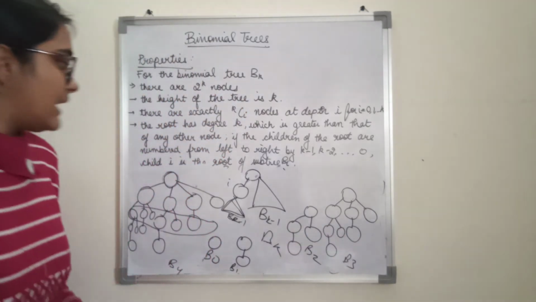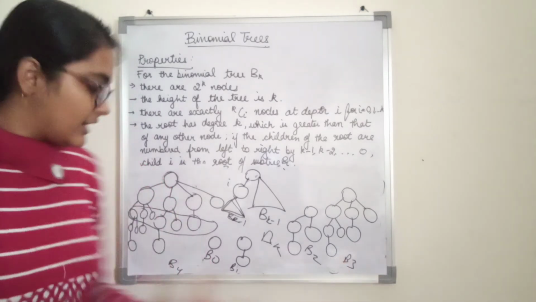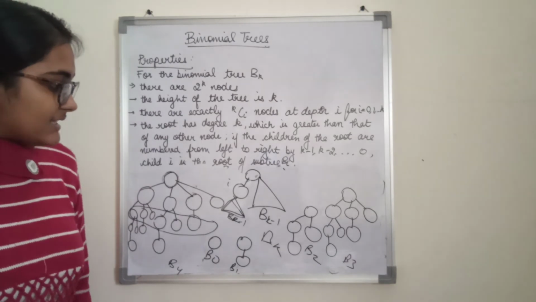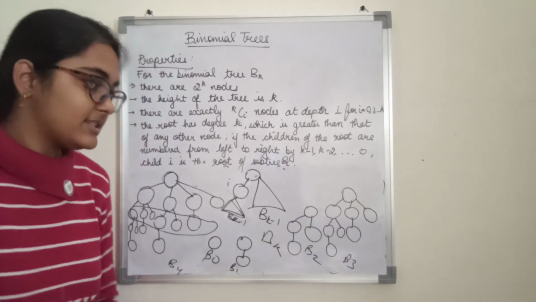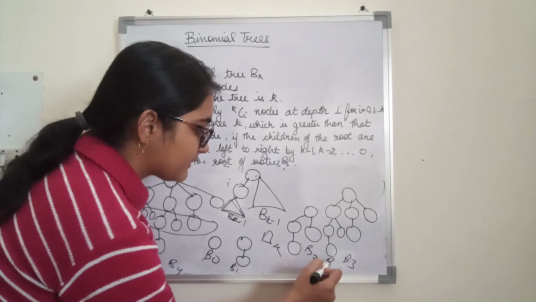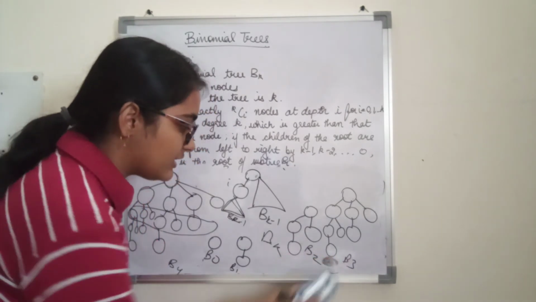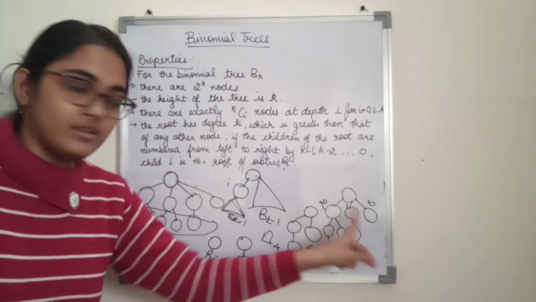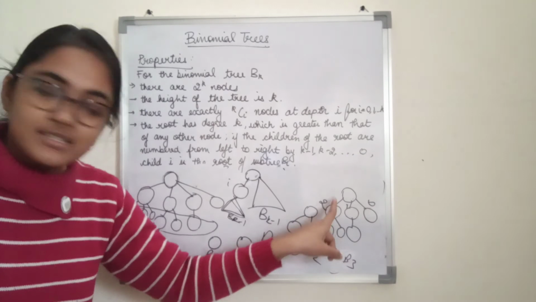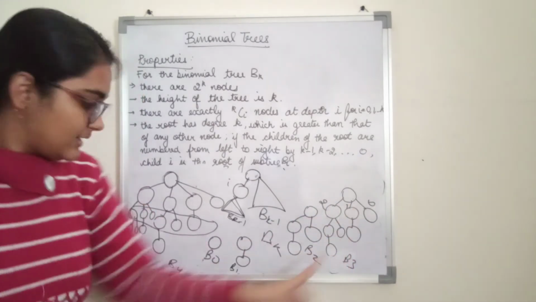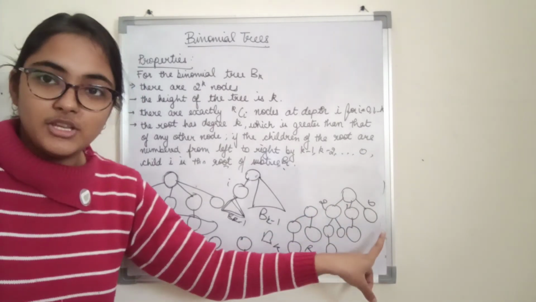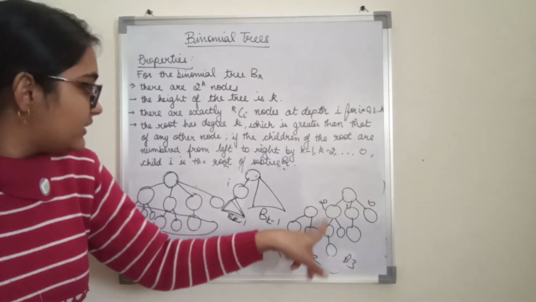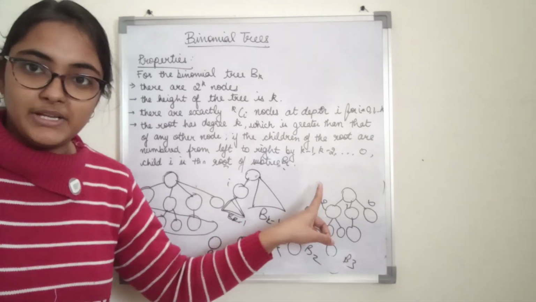So let us talk about B(k-1) and Bk. Let us say k is equal to 4 and k-1 is 3. In case you see, this is B2. If I number the children 2, 1, 0, let us say this is 2, this is 1, this is 0. So this is B2, this is B1, and this is B0. Now this child is the root of subtree B2.